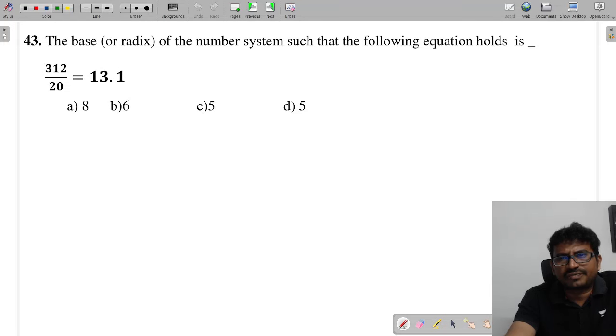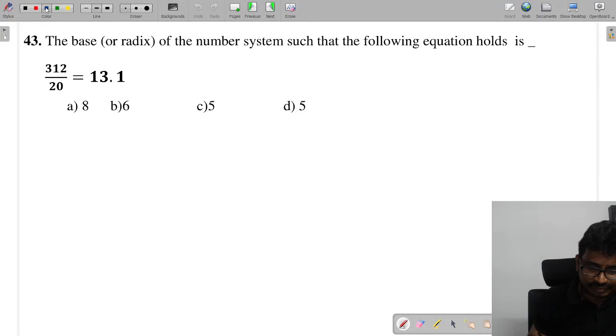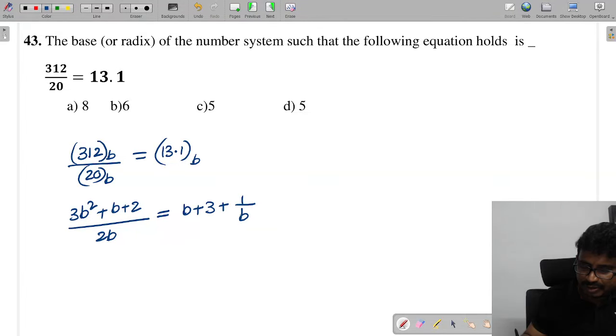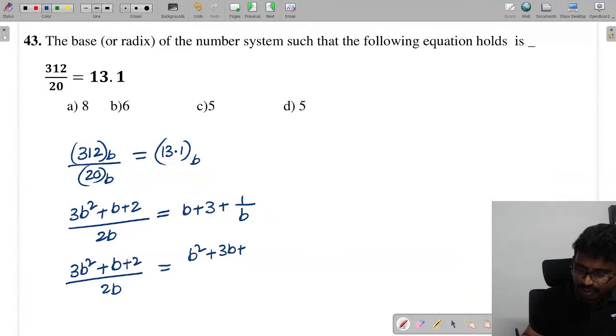The base of the system such that the following equation holds. So this is 312. They given this as what terminal? 312. So 312. Base B, if I say this is 20 base B, which is also equal to 13.1 base B. So tell me now here, this is 3 into B square plus B plus 2 by 2B now, which is equal to what we can say now here, B plus 3 plus 1 by B. Check it all of you, these equations. Now tell me now, 3B square plus B plus 2 by 2B, which is equal to B square plus 3B plus 1 by B.